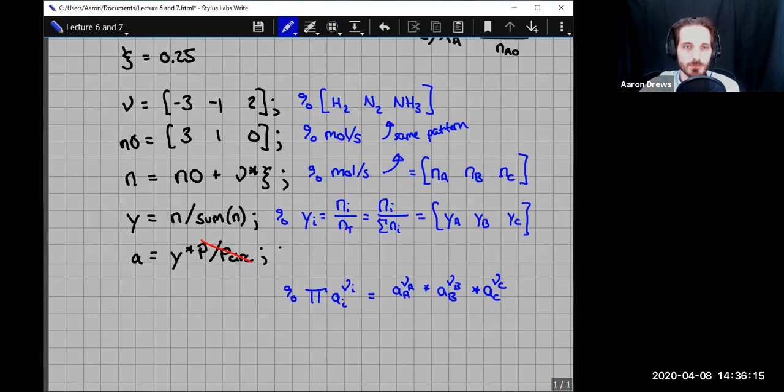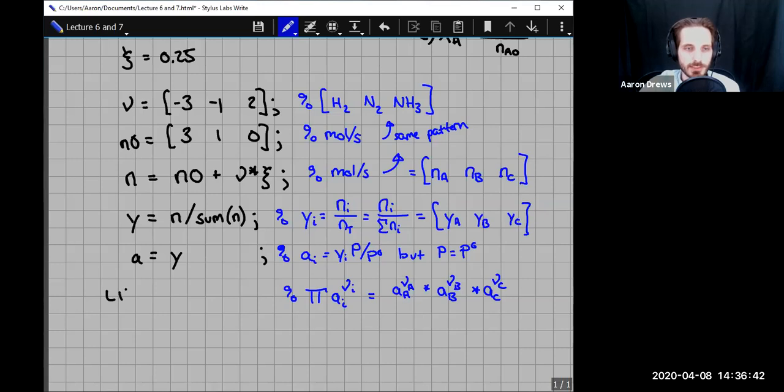But if we wanted to be really general about it, we could do exactly this. And we'll just note that a sub i is equal to y sub i p over p circle, but p is equal to p circle, right? Because we were doing everything at atmospheric pressure. So it just ends up looking like a is equal to y. So that's why I said maybe you write that, maybe you don't. It depends on what you're comfortable with.